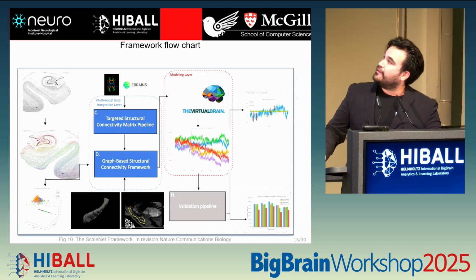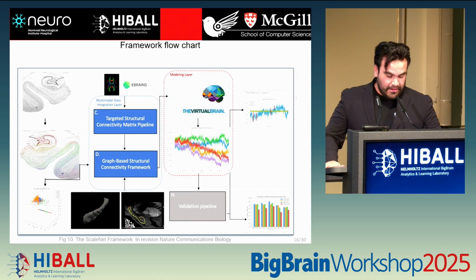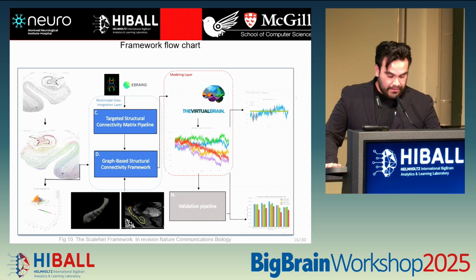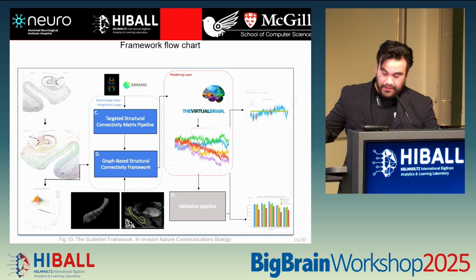Then we integrate those. We extract some morphological features from the segmentation, and we group them by anatomical label. With this information, we embed them in a BigBrain high-resolution surface mesh.